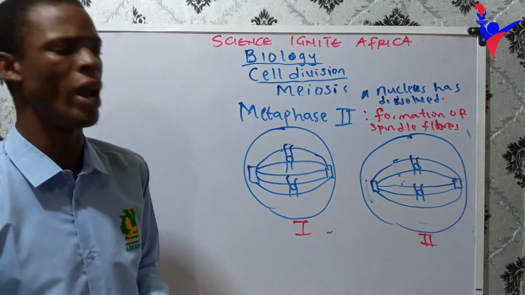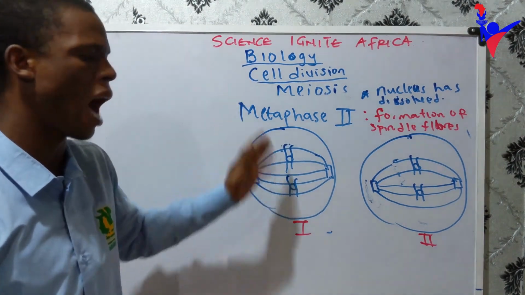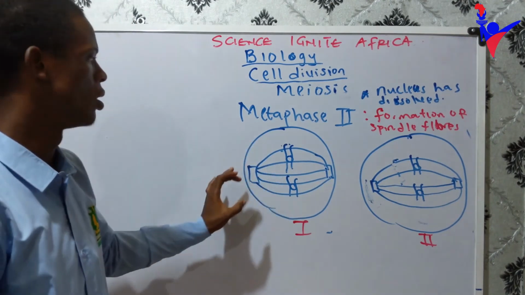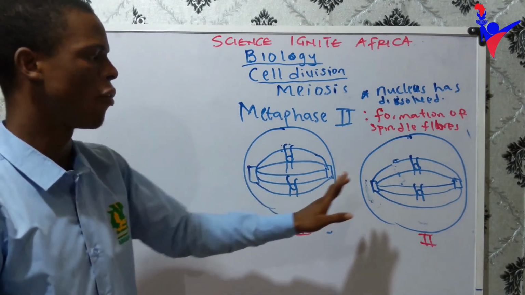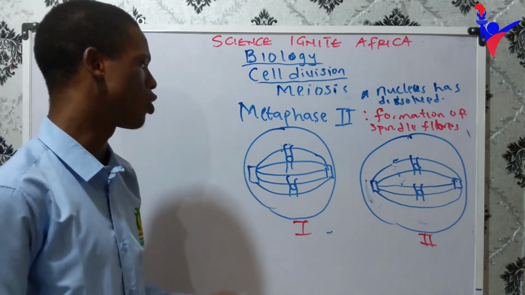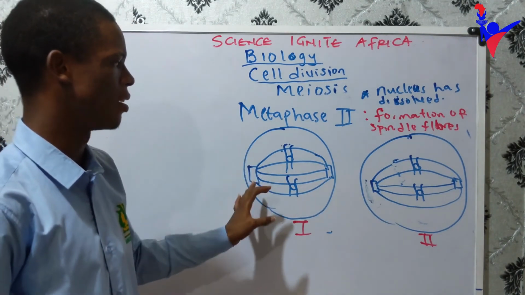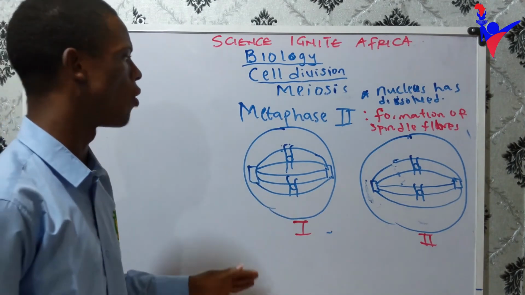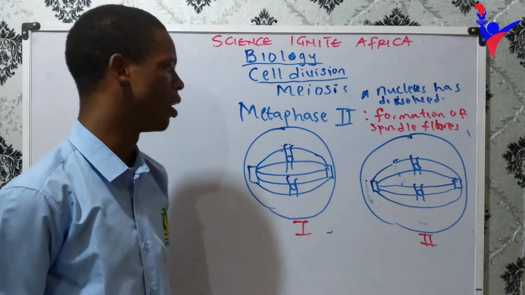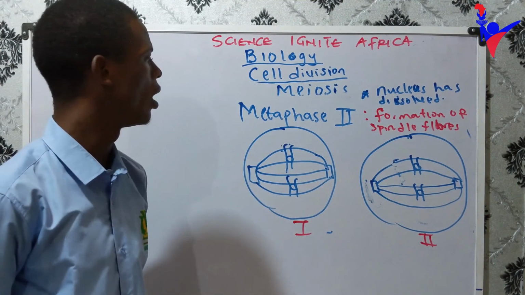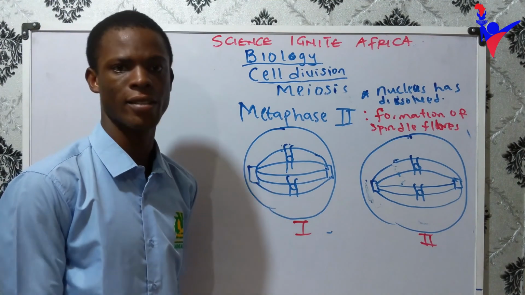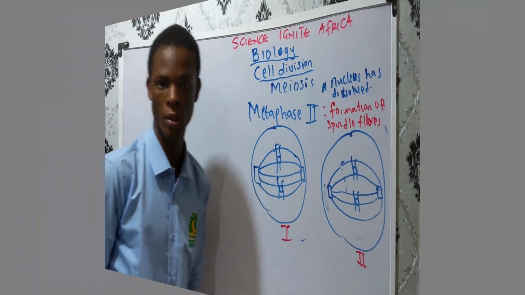Both are undergoing metaphase. So we have the alignment of the chromosomes on the spindle fibers. You can see the spindle fibers and you can see the chromosomes aligned at the equatorial plates of the spindle fibers. So the next two phases, which are anaphase and telophase, will be discussed in the next video.